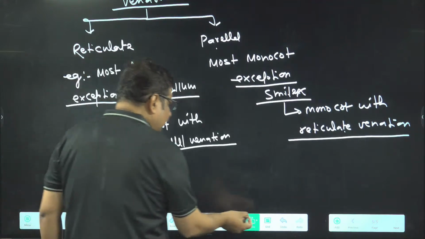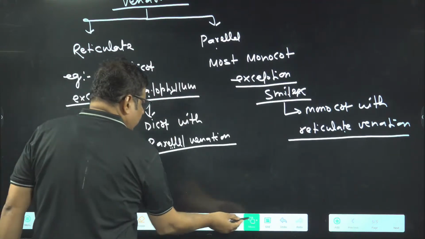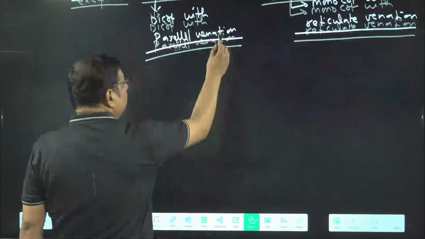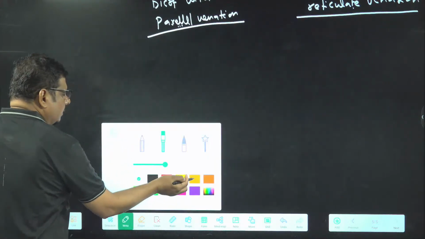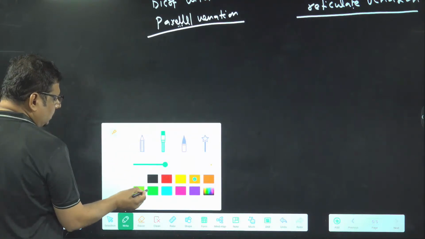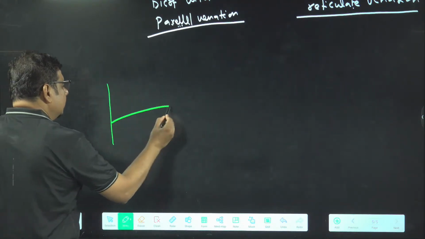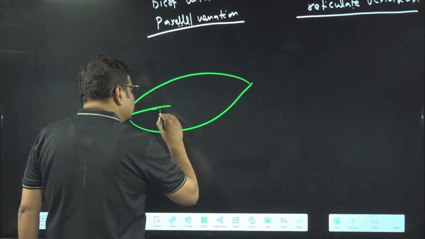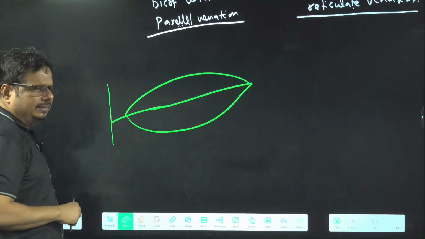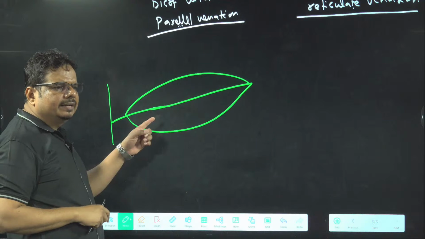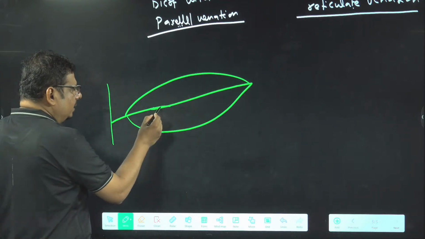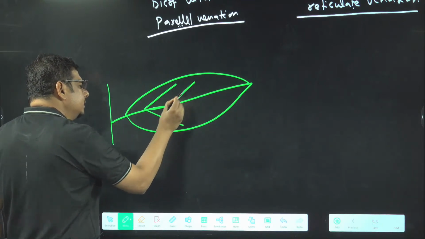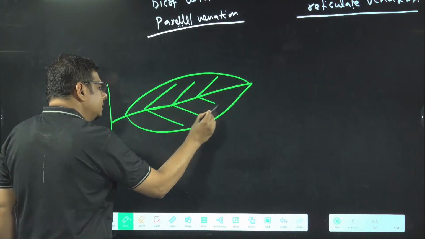Because it is not in NCERT. But I am just drawing the reticulate and parallel structure. Have a look here. So this is reticulate venation. This is the midrib. If a single midrib is there, it is unicostate. Getting the things? And from the midrib, veins are arising like this.